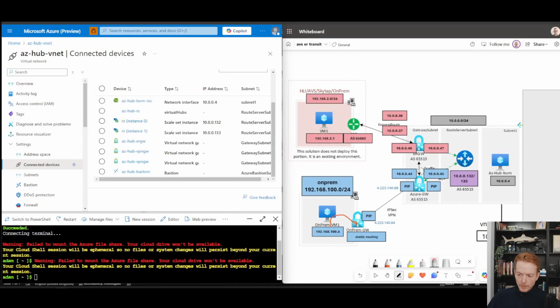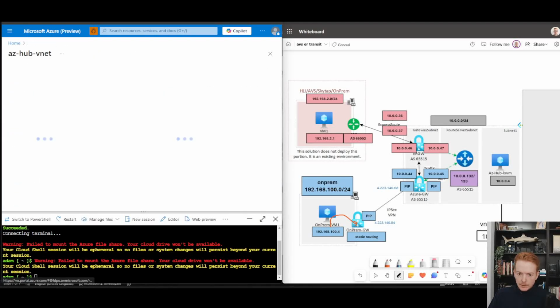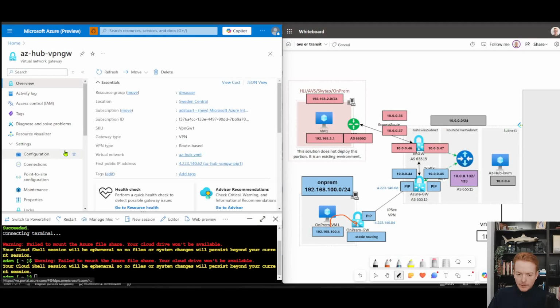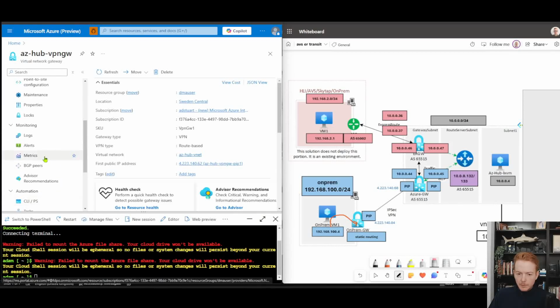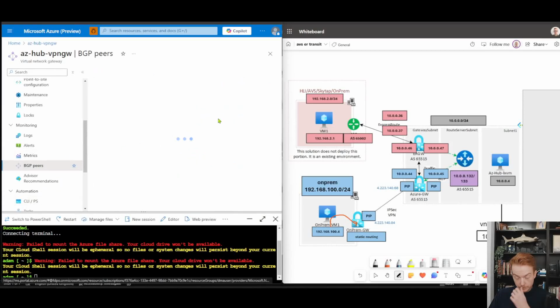Behind the scenes, what's happening is the route server is peering with the VPN gateway via iBGP. They're both in AS 65515. So the actual control plane traffic is, as I said before, it's acting as a route reflector. And there is a place in the VPN gateway where we can start to get some of that detail in the portal. There's a BGP peers section here.